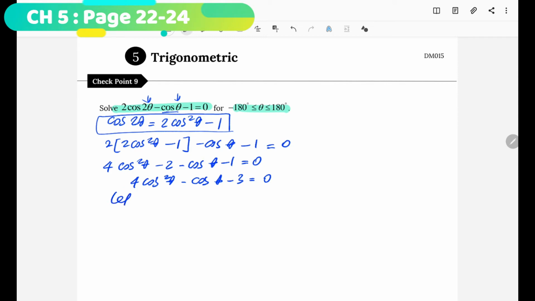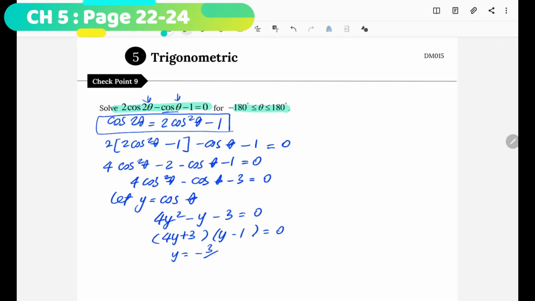So, let y equal to cos theta. Ingat, let kepada cos theta sahaja. So, 4y square minus y minus 3 equal to 0. Factorize it. Okay, so factorize it, you'll get (4y + 3)(y - 1) equal to 0, where y is equal to minus 3 over 4 and y is equal to 1. Okay, so settle bahagian ni.